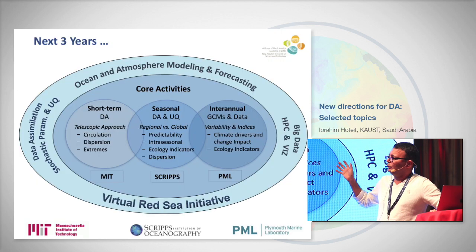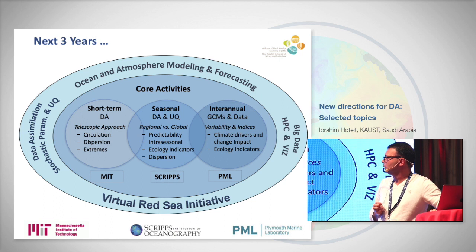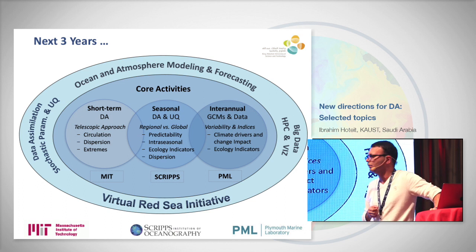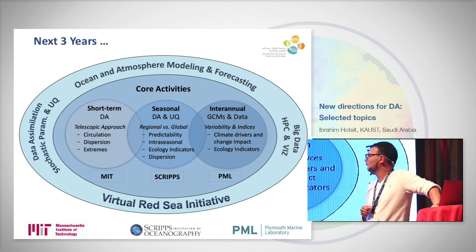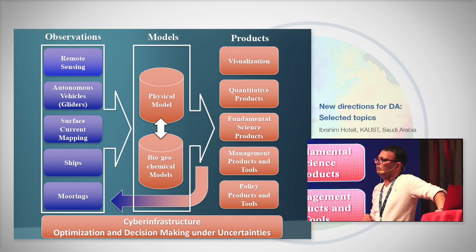So once you have the assimilation system set, you start thinking about cool stuff. And the cool stuff is this, we're calling it the Virtual Red Sea Initiative. It's with MIT, Scripps, and PML. And we're trying to make sense of all this data. We're getting ensembles of these data: how to analyze the ensembles, what kind of information we can extract from the ensembles. Can we do machine learning on uncertain data? Can we do statistical learning? Can we do cool visualization with these? I'll show you an example. This is what we will be focusing on in the next 3 years. The idea is you have data, you have models, and you have products, okay?